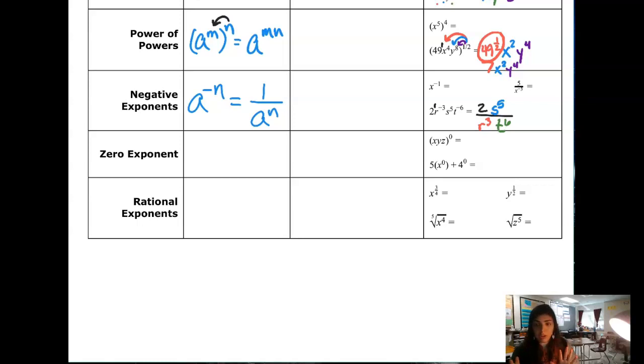You're no longer allowed to have negative exponents ever. Now don't just erase the negative, okay? Actually move and change it to make it positive. Don't just get rid of it.